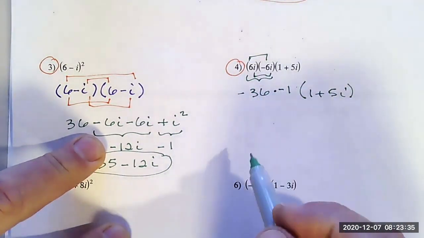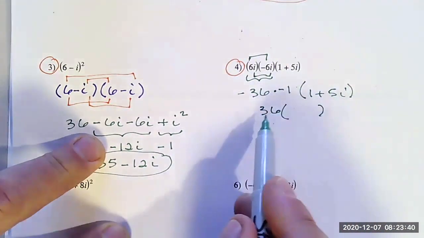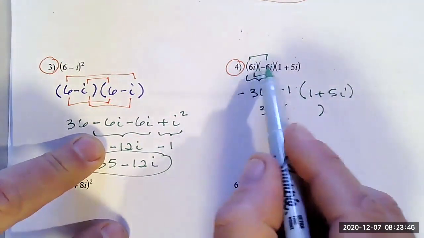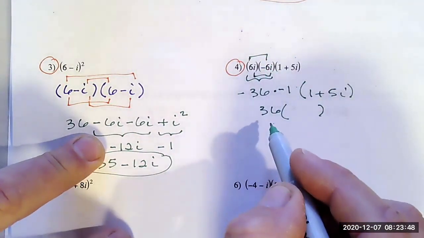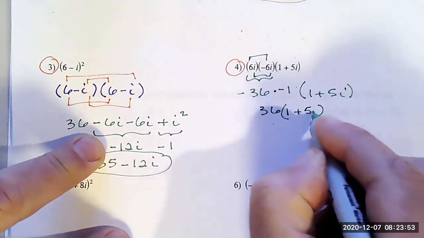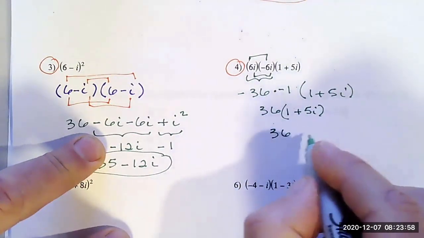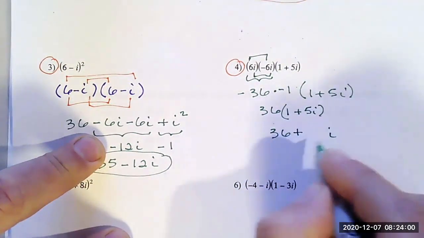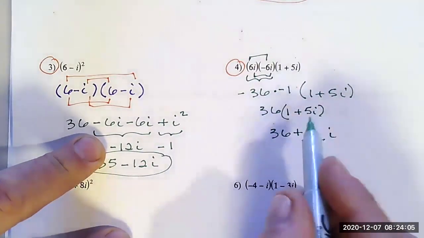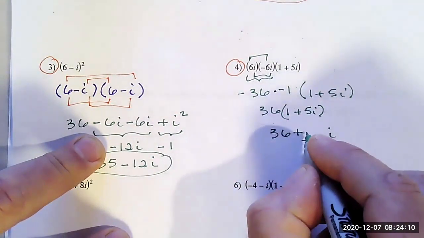-1 times -36 is +36. Now I'm dealing with one value again. Notice what happens here. We have the product of 2 monomials. Both include i, so I'm going to end up with a real number. And it's that real number times 1 plus 5i that gives me 36 times 5. 5 times 30 is 150. 5 times 6 is 30. 150 plus 30 is 180.